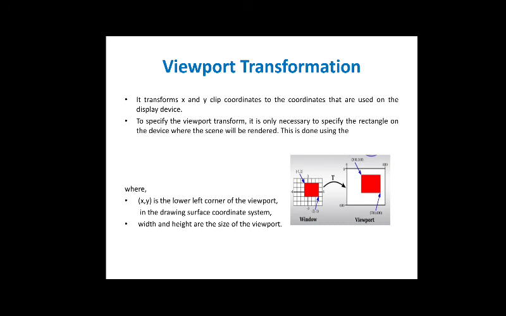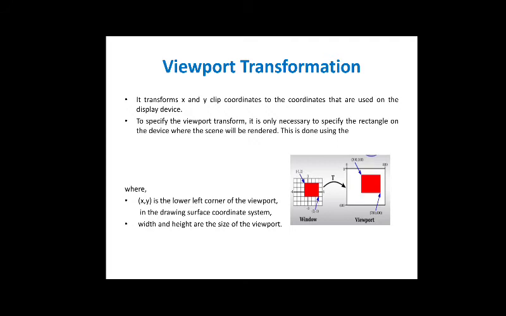One more thing I have explained here regarding the viewport transformation is that it transforms the x and y clip coordinates to the coordinates that are used on the display device. So I am converting them into the coordinates that are visible on the display device. To specify this viewport transform, the only necessary thing is to specify the rectangle on the device in which the scene will be rendered. I have to show the viewport from which the scene will be rendered; only the scene inside that viewport is rendered.